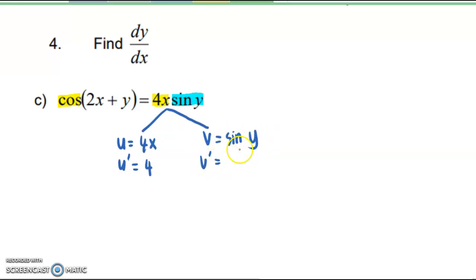v prime. Okay, tengok nota, tengok formula, differentiate sin, we will get positive cos. Angle remain the same, and then don't forget to differentiate angle. Our angle is y, differentiate y, we get dy over dx. Okay, so this one is for the right hand side.